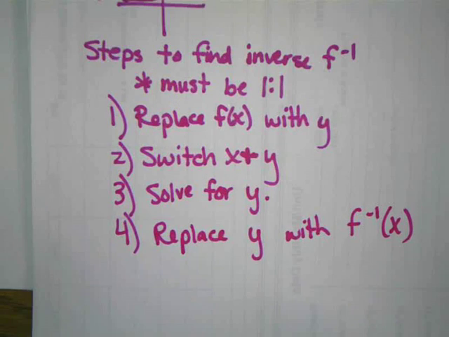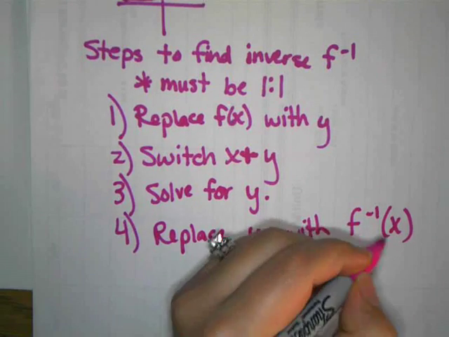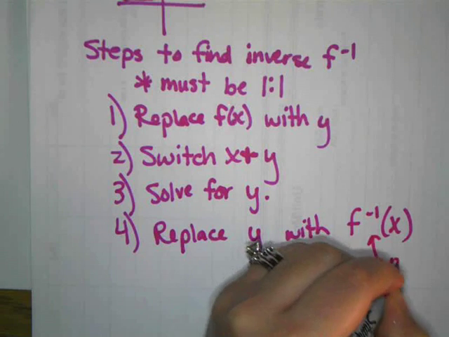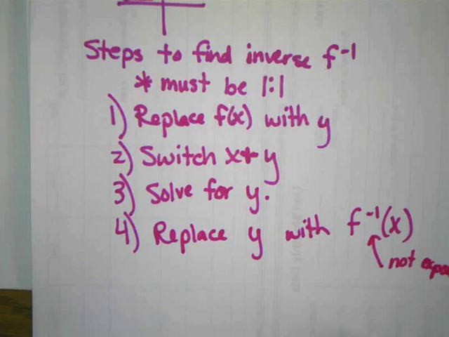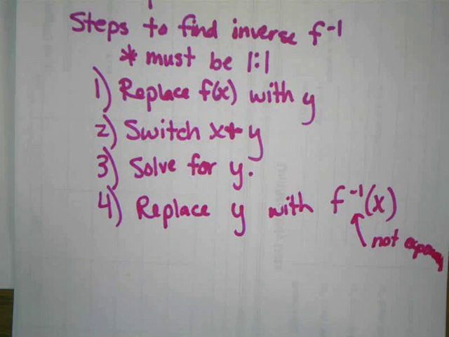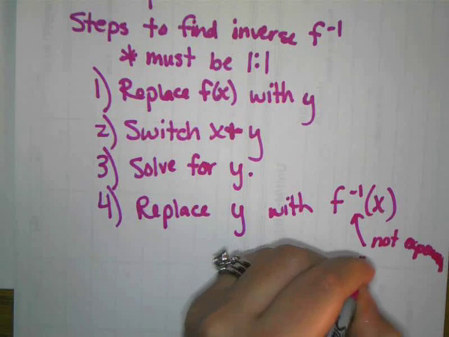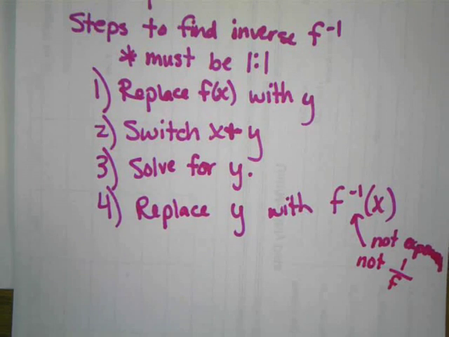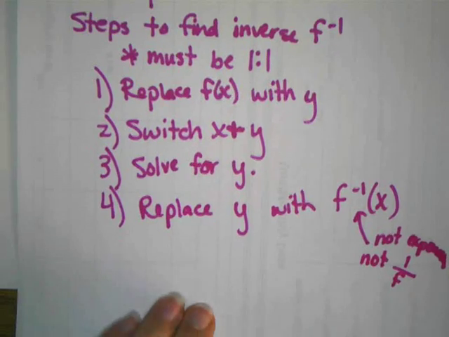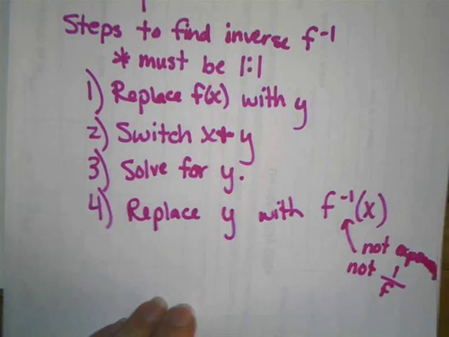And that's the notation. And note, that -1 is not an exponent. Not an exponent. It is not 1 over f. Like if you saw x to the -1, you'd say 1 over x. It is an inverse symbol. But granted, they look like the same symbol, but that's not what that says.